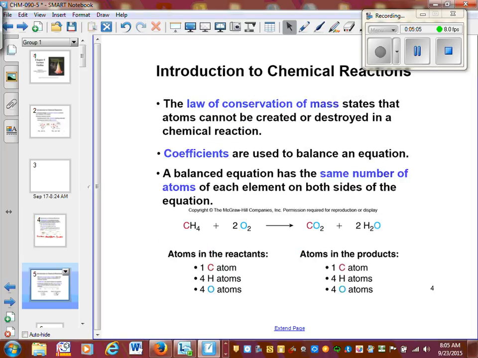So the law of conservation of mass states that atoms can't be created or destroyed in a chemical reaction. So whatever we start with, we have to end up with in terms of mass. If we start with 100 grams of starting material, we have to end up with 100 grams of product. Coefficients are used to balance an equation. You have to have the same number of atoms on each side. Okay?